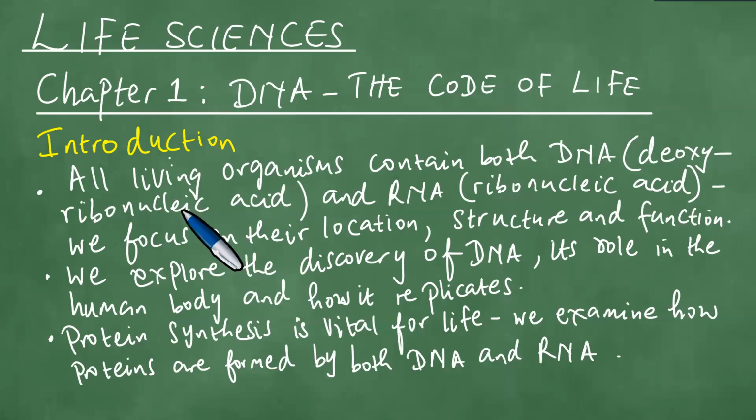Okay, we are beginning our discussion with a specific focus on life sciences, and we shall be looking at chapter 1, the DNA, the code of life. We understand that all living organisms contain both DNA, which stands for deoxyribonucleic acid, and RNA. This is extremely important. Humans contain this, but not only humans, also animals, etc. So they contain both the RNA and DNA, and the RNA stands for ribonucleic acid.